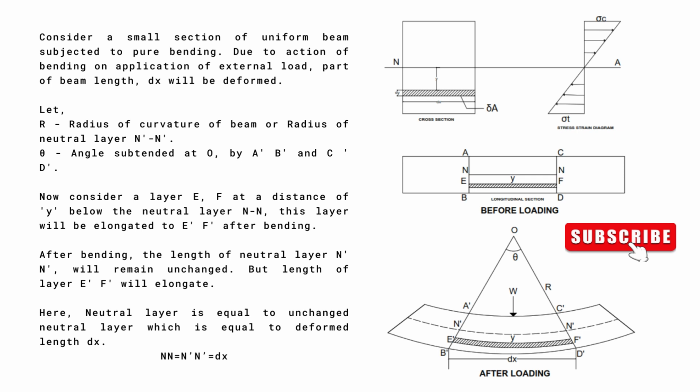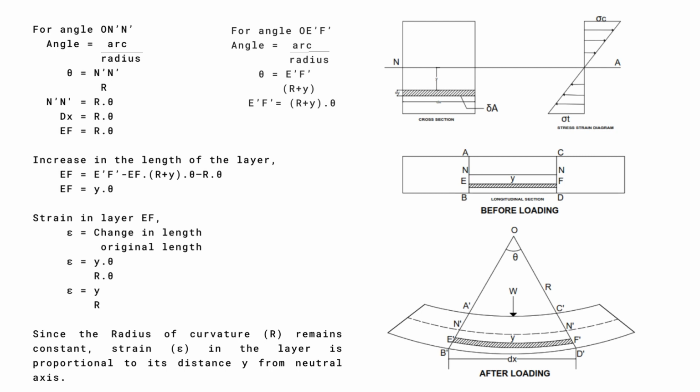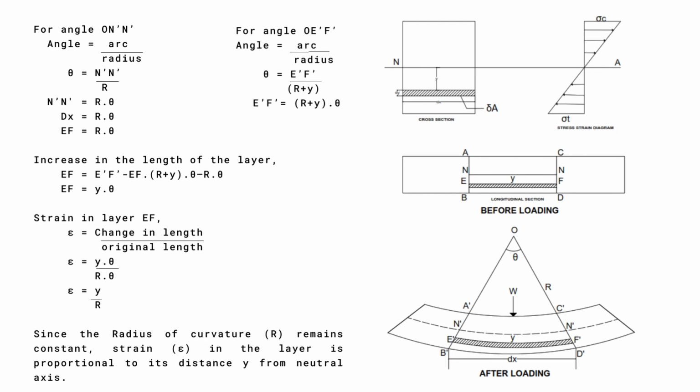After bending, the length of the neutral layer N' will remain unchanged, but the length of layer E'F' will elongate. Here, the neutral layer length is unchanged, which is equal to the deformed length dx. For angle at O, N': angle equals arc by radius, so theta equals N' by R. N' equals R multiplied by theta. Deformed length dx equals R multiplied by theta. Therefore, EF equals R multiplied by theta.